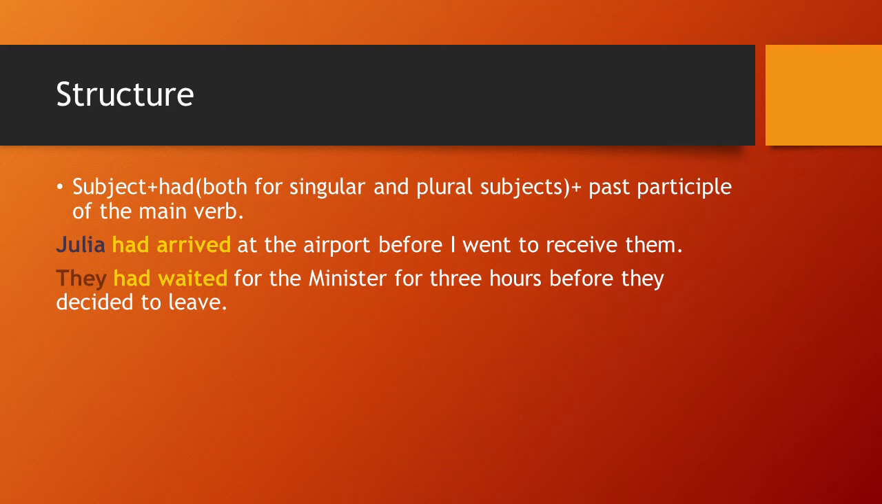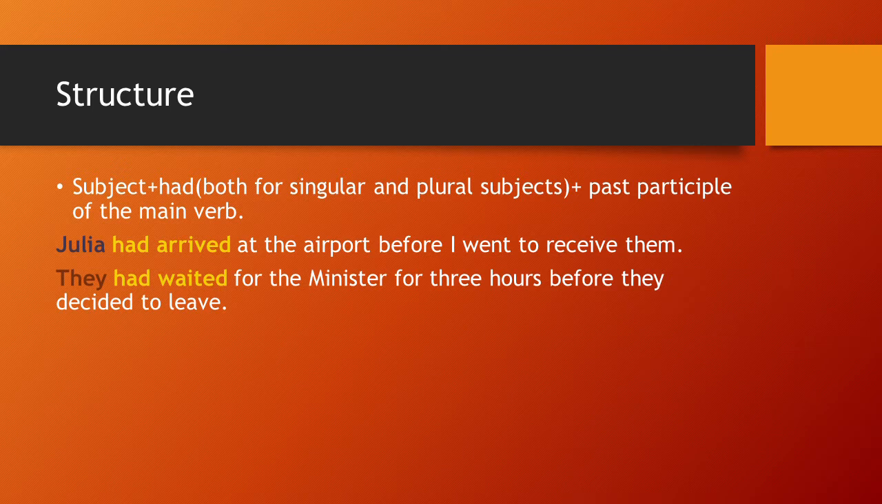So, Julia had arrived. This makes the past perfect structure, and then you get the information. Julia had arrived at the airport before I went to receive them. So Julia is your subject, had is there, and the past participle of the verb arrive is arrived. They had waited. This is your plural, so you're still using had. They had waited for the minister for 3 hours before they decided to leave. So what thing happened first? They waited for the minister and then they decided to leave.